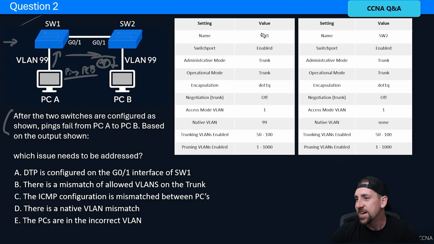So what they're trying to say is, if you look at switch 1, the switch port is enabled, and you can see they really only identify one interface here.